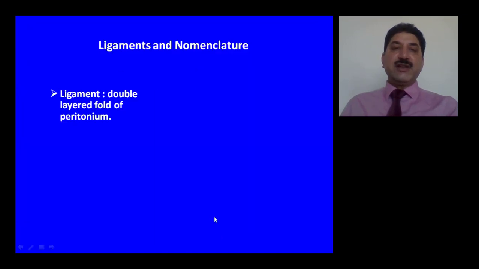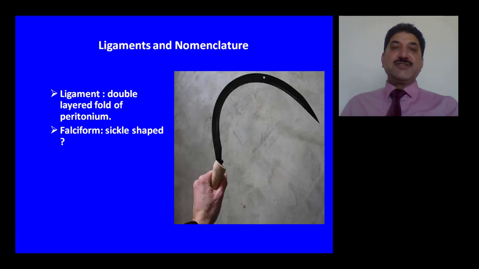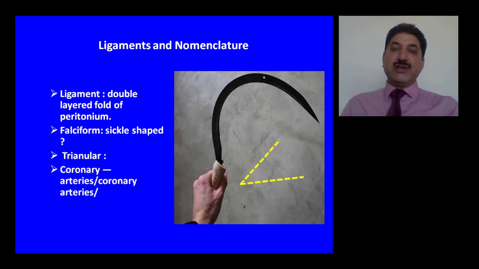Peritoneal ligament is defined as a double-layered fold of peritoneum. We may classify them based upon their shape. For example, falciform ligament is a sickle-shaped fold of the peritoneum between the anterior abdominal wall and the undersurface of the diaphragm and liver. Triangular ligament has two layers. The two layers join together to form an angle, so it is named the triangular ligament.